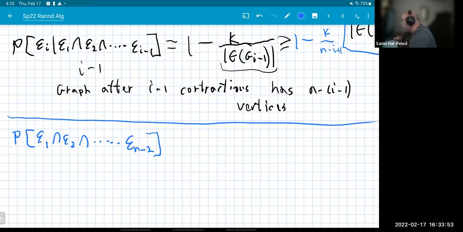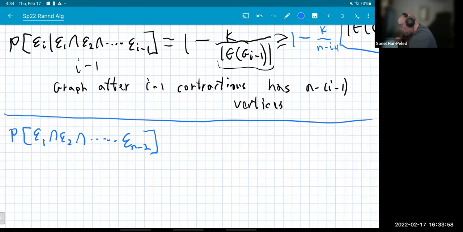So this is the probability that maybe E1. Yeah, E1. This is the event that all the contractions did not hit the minimum cut, namely the single edge we get in the end of those contractions is the min cut. So that's the probability we want to bound. This can be written as the product, i from 1 to n minus 2, of the probability of Ei.